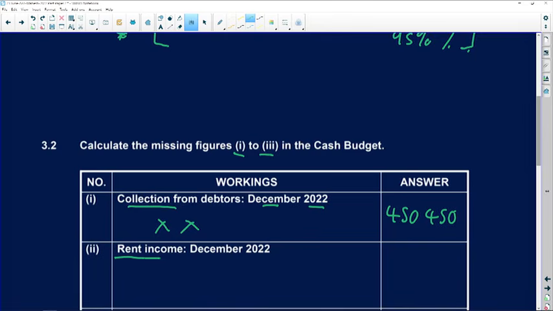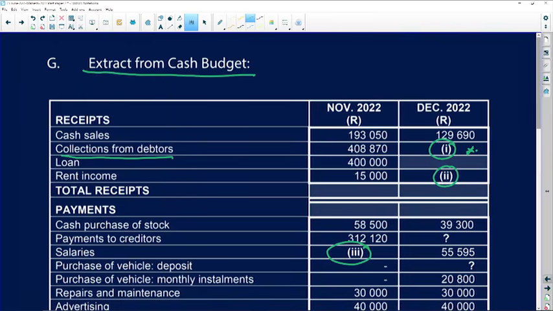Next amount that they want me to calculate is my rent income for December 2022. So information 2, or missing amount 2, rent income. I notice in November the rent is 15,000, but in December it's missing.